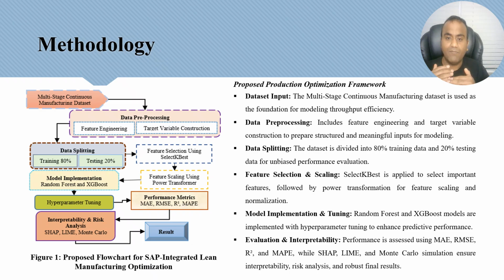We'll pre-process that data, and then split it 80 to 20: 80% for training data and 20% testing data for the performance evaluation. Then we'll scale with SelectKBest in Python, which will apply to features to get the proper features, followed by power transformation for feature scaling, and then normalization.